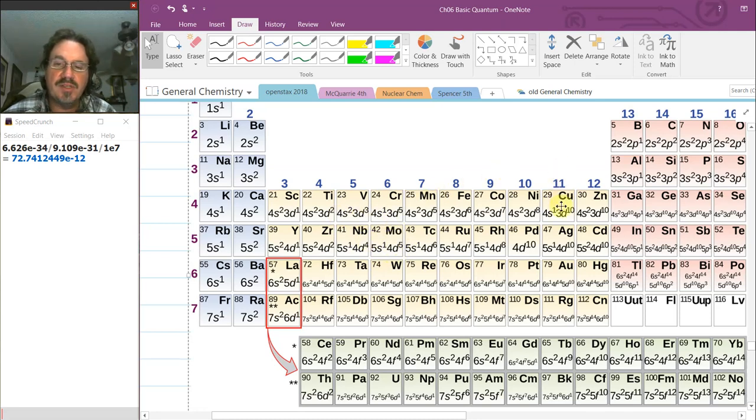Over here, copper does the same thing. I would expect this to be 4s2 and 3d9. Instead, it's 4s1, 3d10. It does the same thing. It kind of robs one from that s level and gives it to the d.